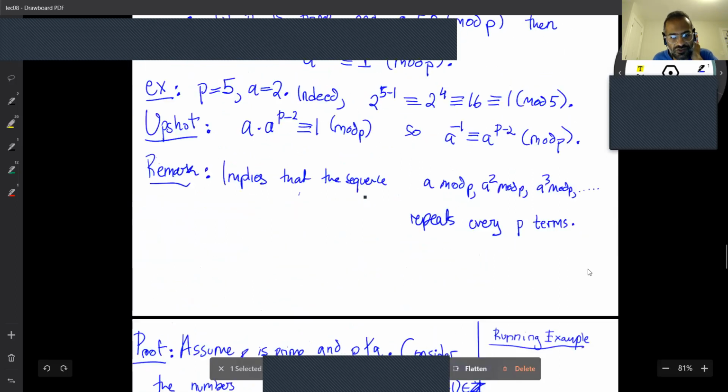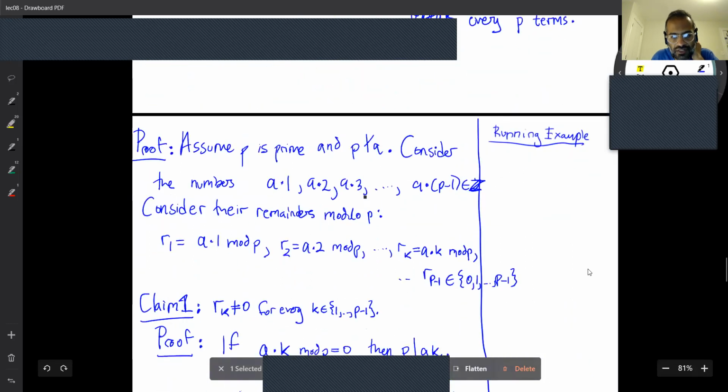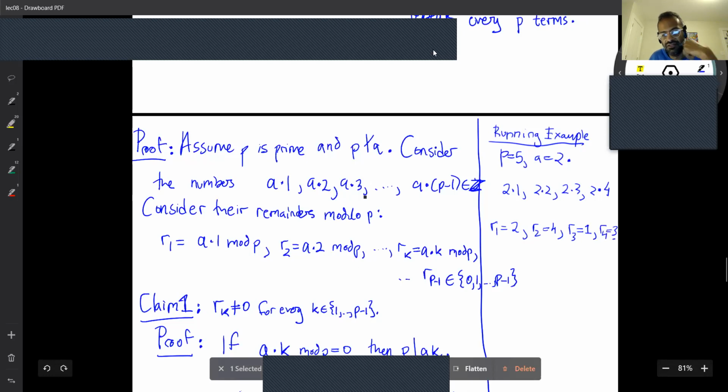The running example, let's use the p and a we had earlier. p equals 5, a equals 2, right? So I consider the numbers 2 times 1, 2 times 2, 2 times 3, and 2 times 4. Then I look at the remainders modulo 5. So the remainders are R1 equals, 2 mod 5 is 2, R2 is 4, R3 is 6 mod 5, which is 1, and R4 is 8 mod 5, which is 3. And indeed, these numbers don't include 0 and they don't repeat.